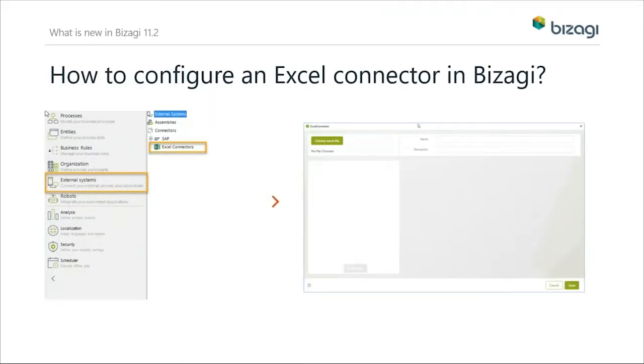Then, when you create a new connector, you just have to upload the Excel file that you want to use. Once you upload the file, you are able to create actions. There are 3 types of actions.